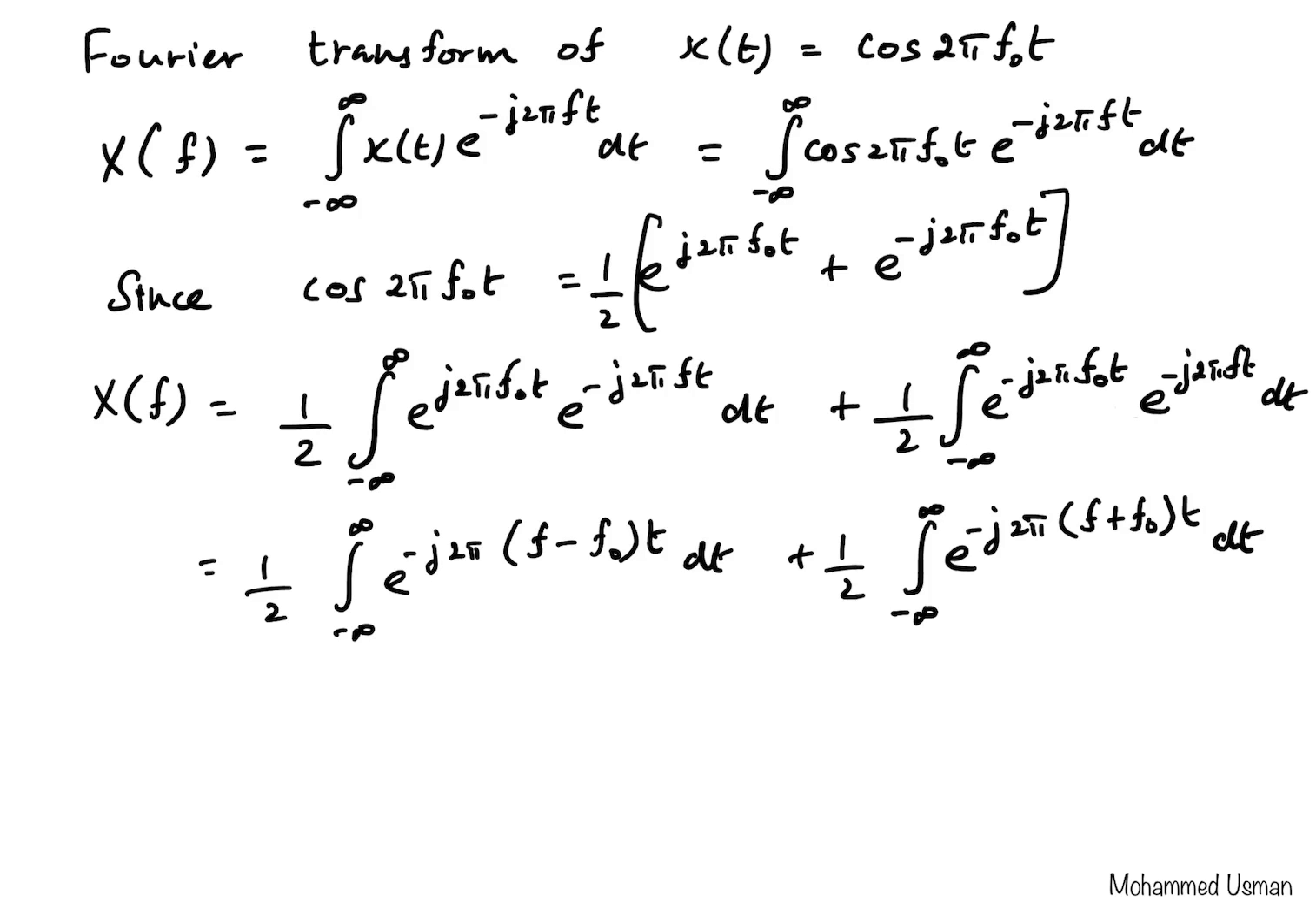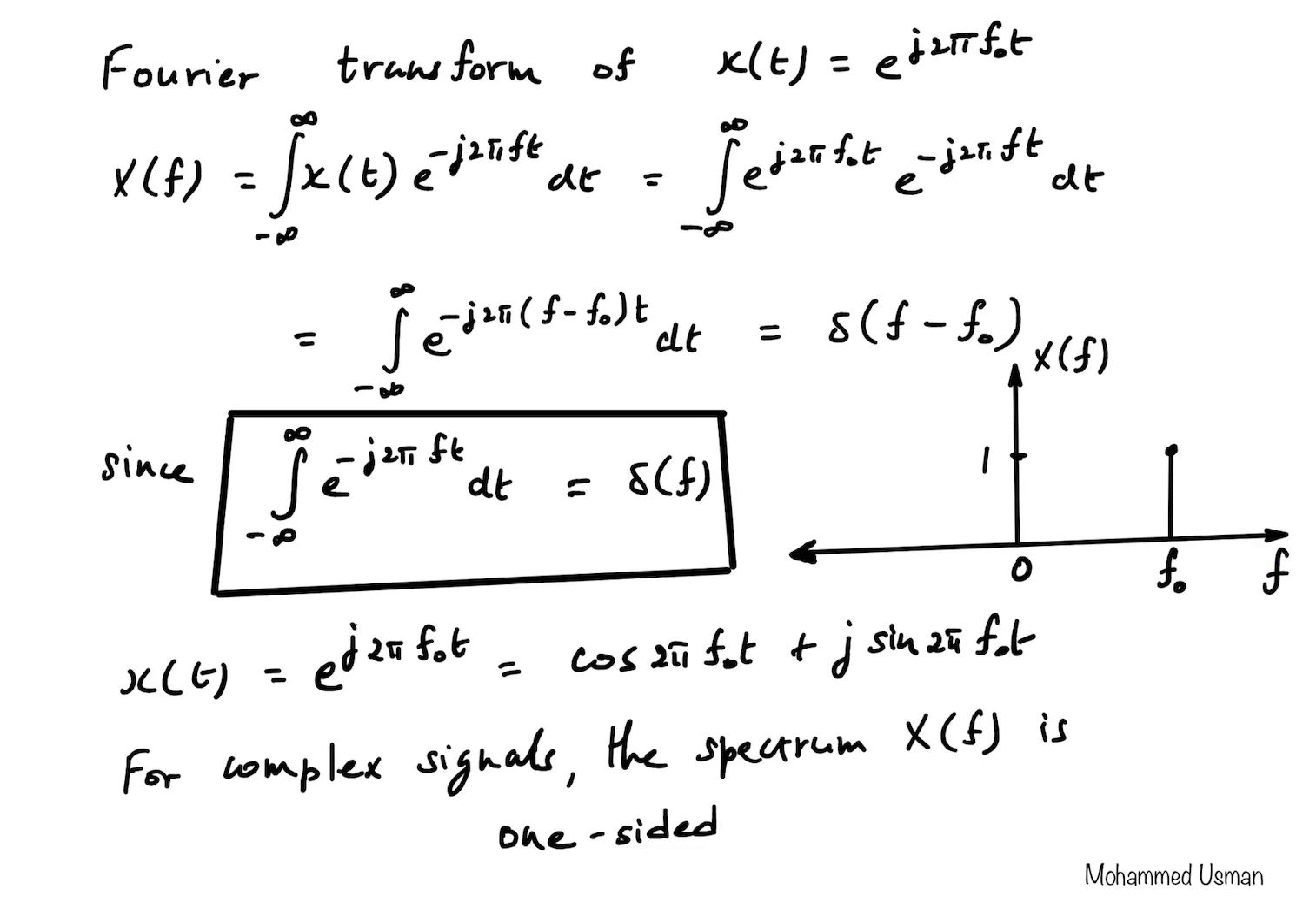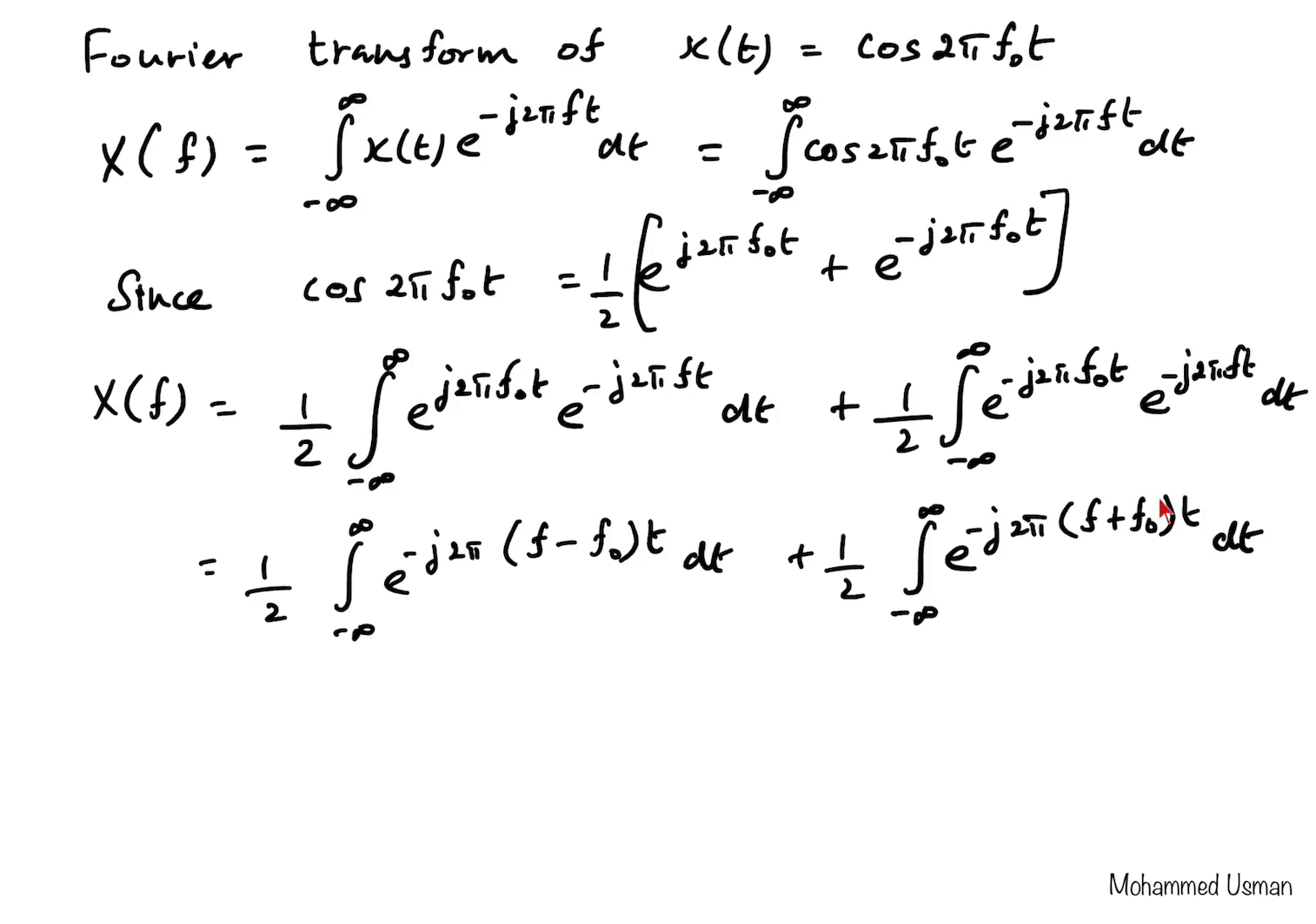Once you have it in this form, we see that this integral is simply going to be delta of f minus f naught, and this integral is going to be delta of f plus f naught, from our previous relationship, because the integral of e power minus j 2 pi f t is delta of f. So instead of f we have f minus f naught in the first term and f plus f naught in the second. That means the first integral becomes delta of f minus f naught, and the second becomes delta of f plus f naught. So that becomes half delta of f minus f naught plus half delta of f plus f naught.